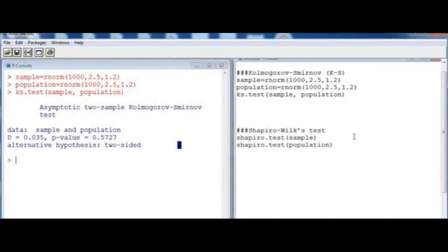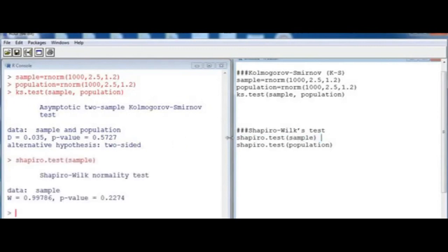The other method that we have discussed to check normality is the Shapiro-Wilk test. As we have generated both samples from the normal density, let's check what the Shapiro-Wilk test says. The Shapiro-Wilk test says that the p-value is 0.2274, which is saying that the sample is following the normal density.